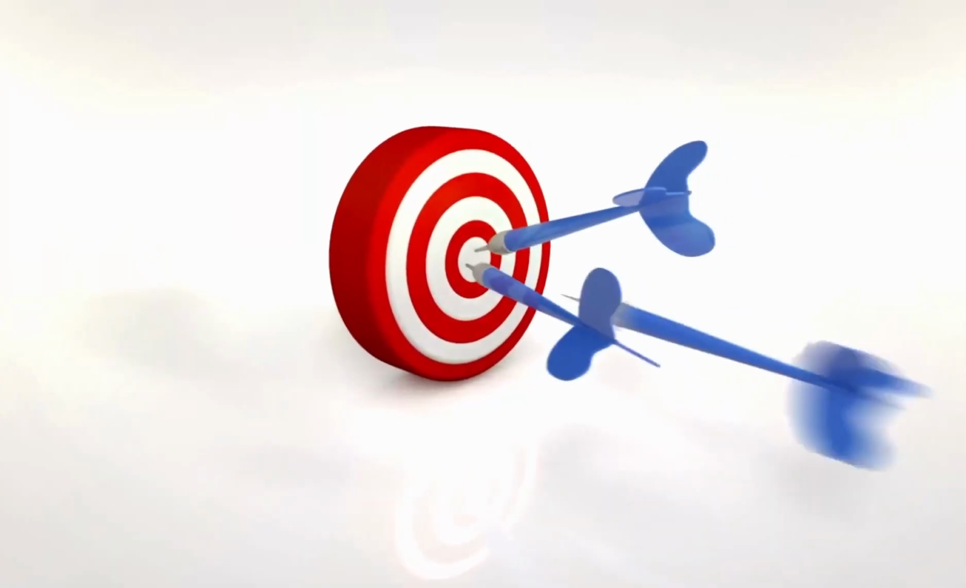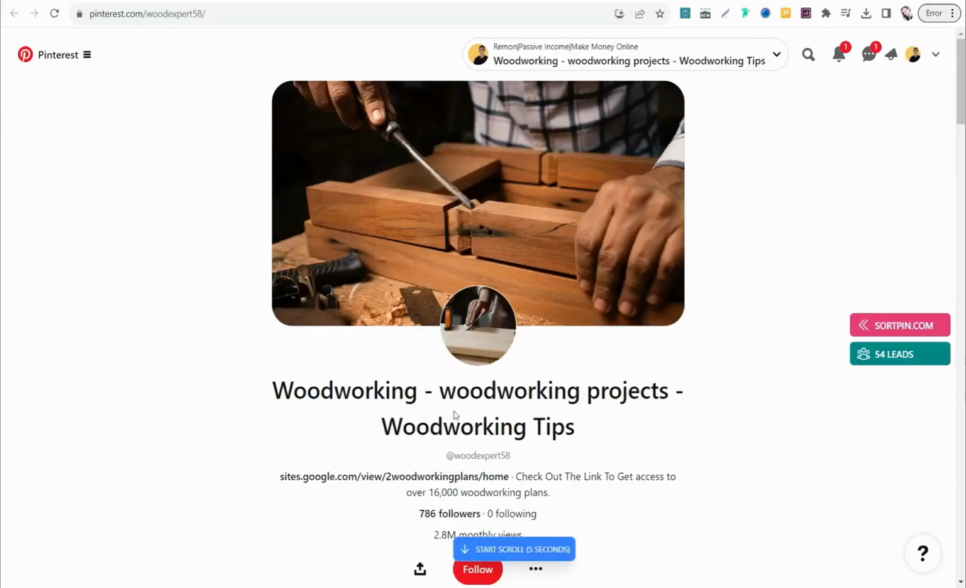Let me show you today the best strategy to promote your affiliate products on Pinterest. First, let me show an amazing account on Pinterest.com that is about woodworking projects and woodworking tips. Apparently, this account inserted some keywords in his profile name, like woodworking projects and woodworking tips. And of course, it's a wonderful thing for the SEO on Pinterest.com.